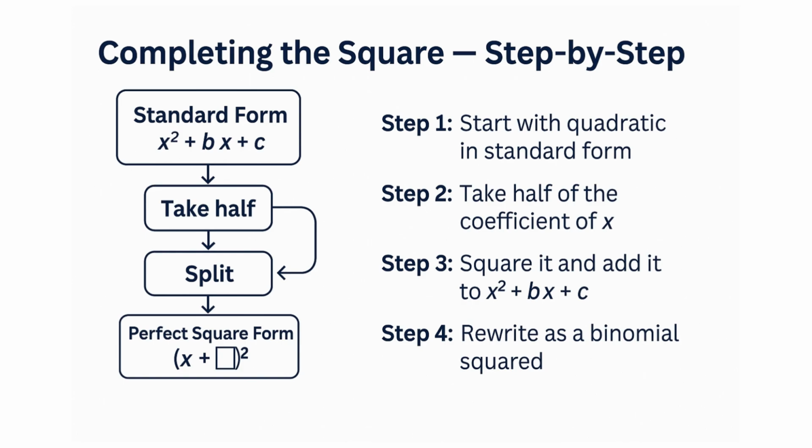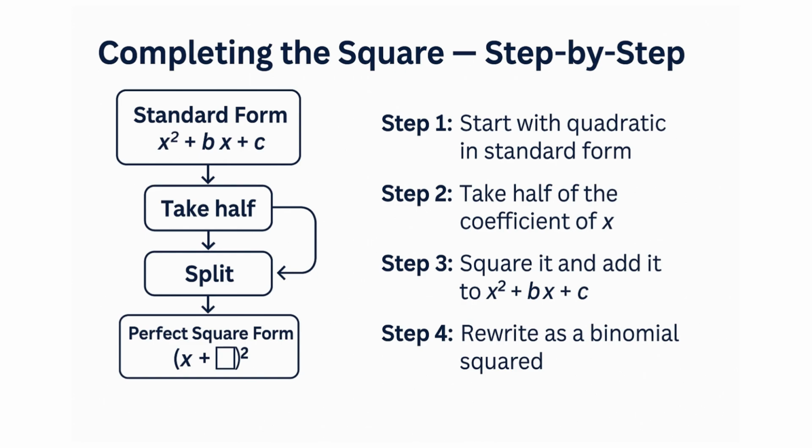The central idea behind this method is to focus on the middle coefficient, b. If we take half of that value and then square it, we create exactly the number needed to turn the quadratic into a perfect square. This step might seem simple or even trivial at first, but it forms the absolute foundation of the entire method.